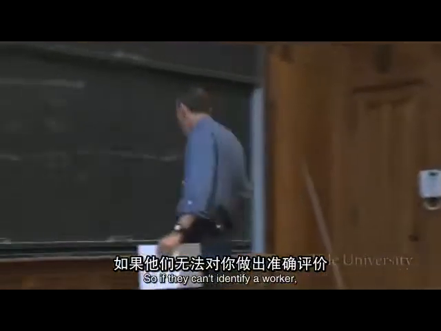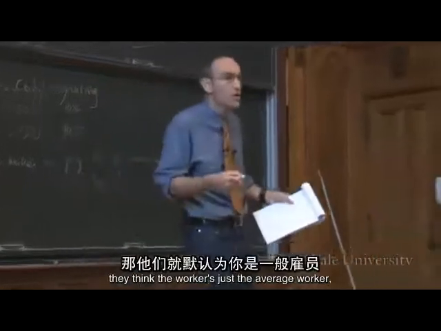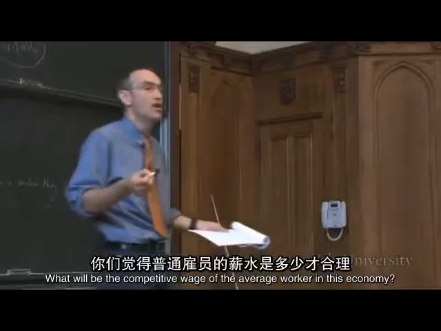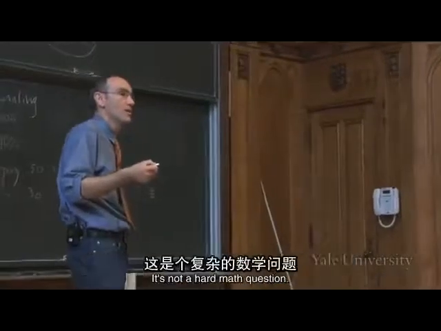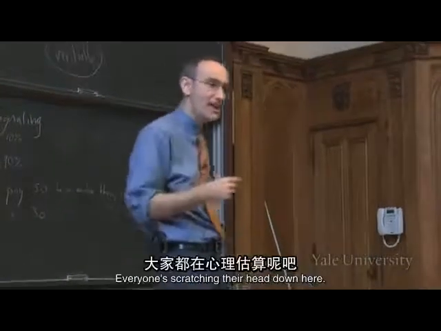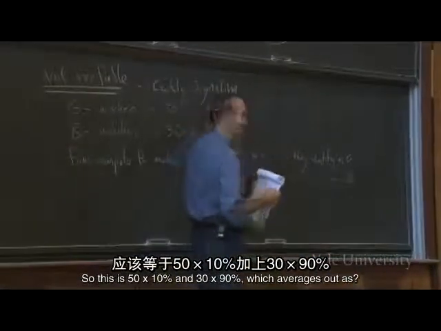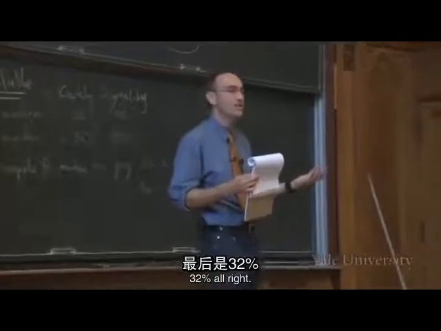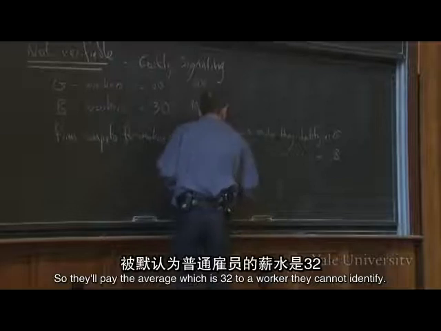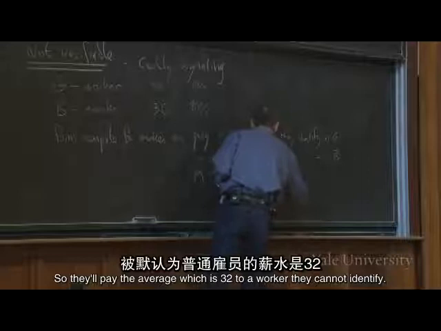All right? So if they can't identify a worker, they think the worker's just the average worker, how much will the competitive wage be? What will be the competitive wage of the average worker in this economy? This is not a hard math question. Everyone's scratching their head down here. All right, so what is it? It's 50 times 10% and 30 times 90%, which averages out as 32. All right, so they'll pay the average, which is 32, to a worker they cannot identify.